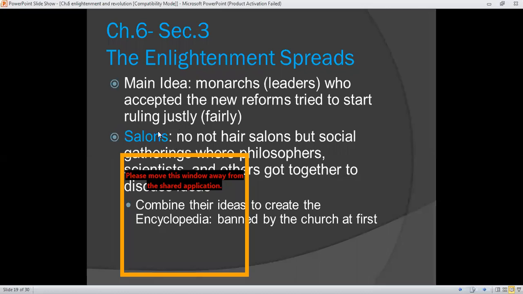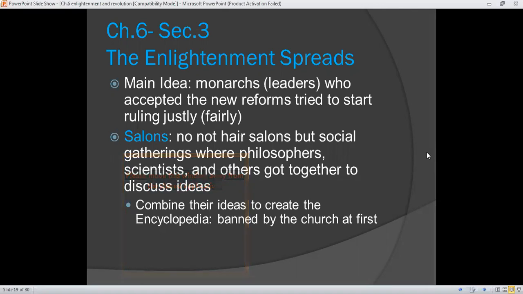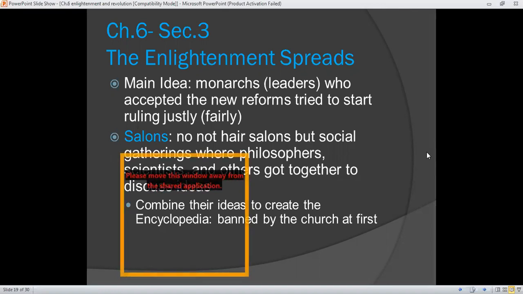Now, there was a place known as a salon. It's not the hair salon, but this was the place where the philosophers, the scientists, and other intellectual groups gathered to meet and discuss ideas. When they started combining their ideas, researches and discoveries concerning science, philosophy, biology or literature, they created what's known as an encyclopedia, which is a very big book that contains different information about various subjects.